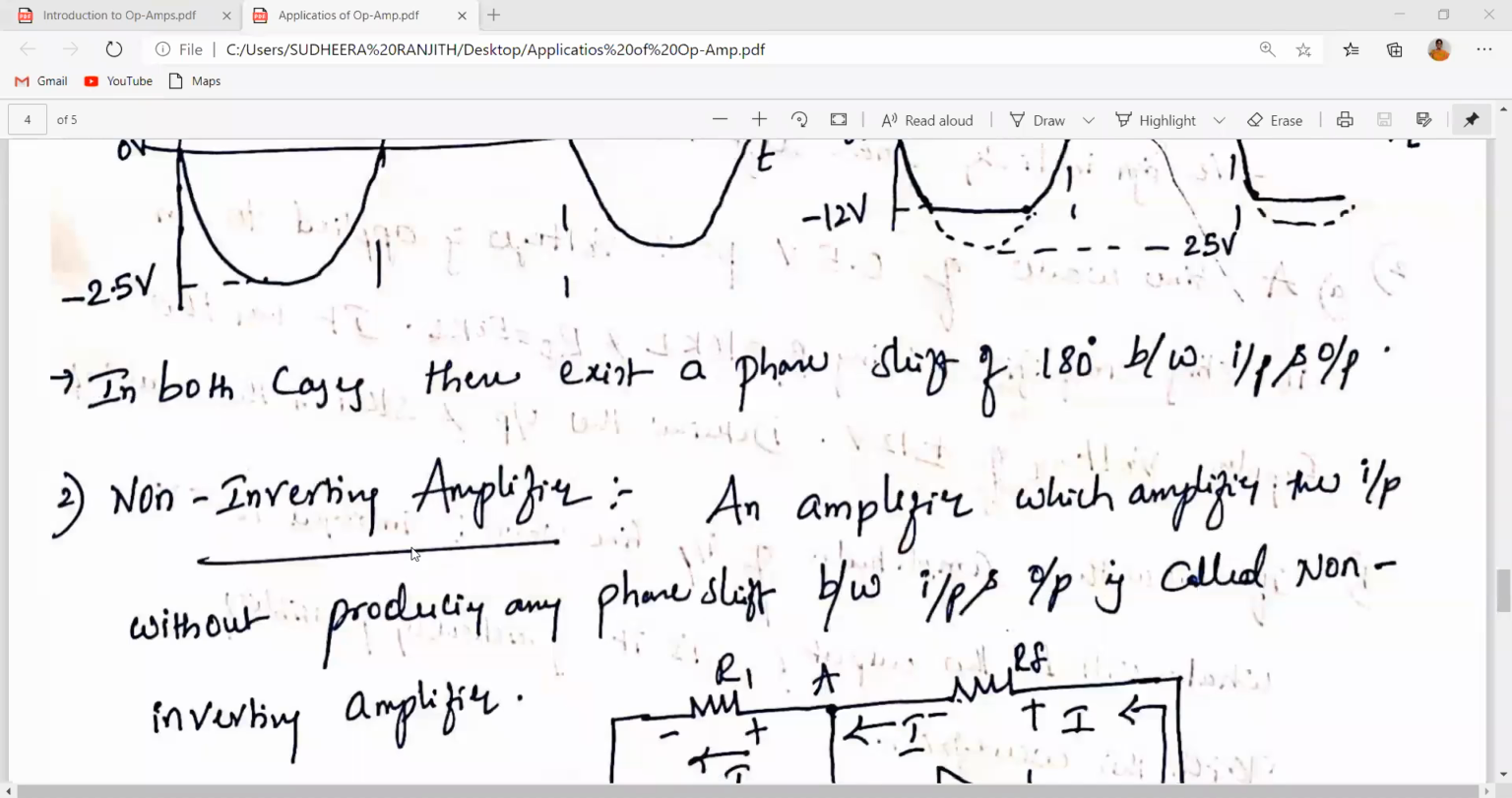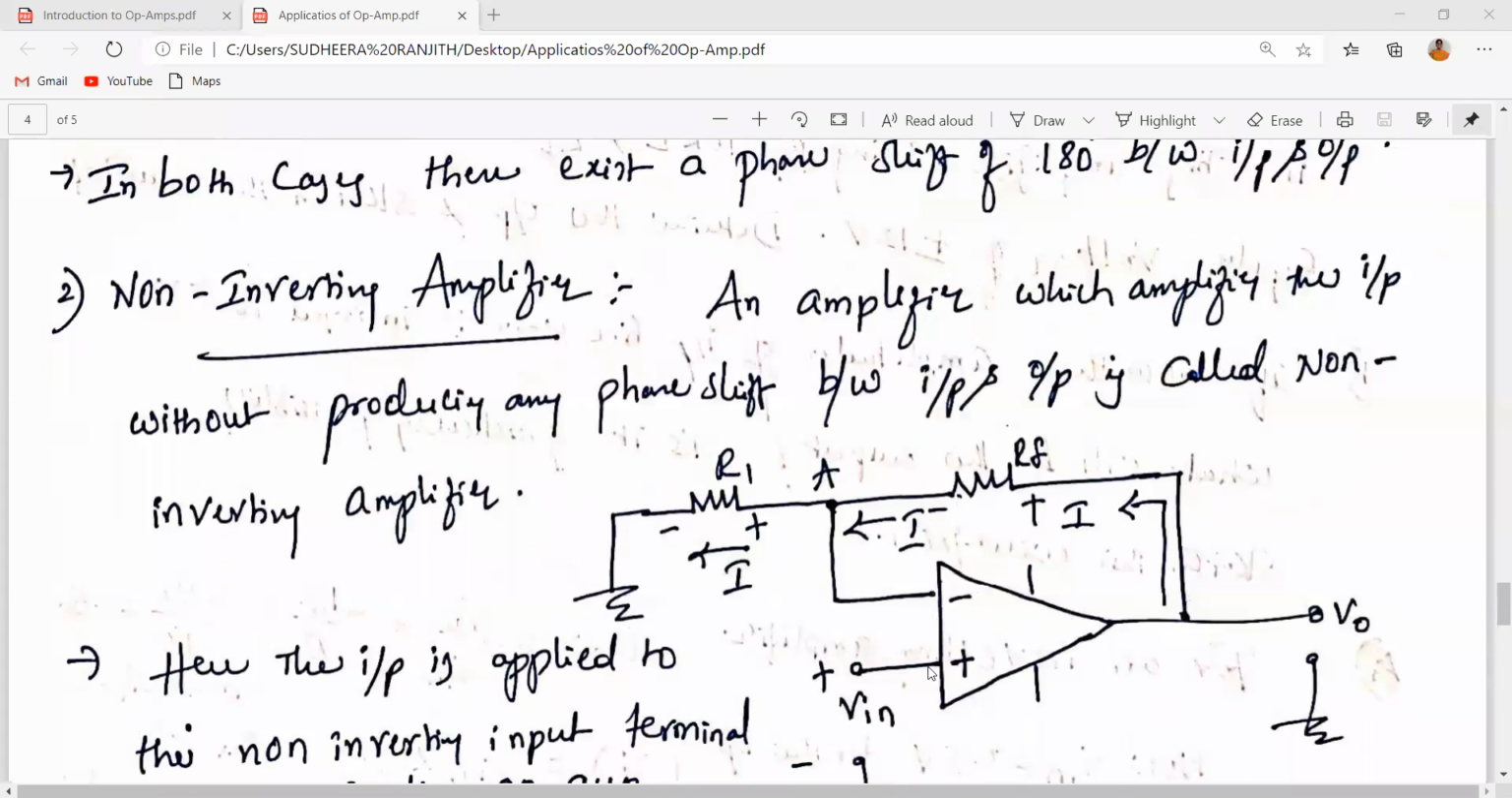Coming to the non-inverting amplifier, the name explains it: the input is applied to the non-inverting input terminal of the op amp. So this amplifier amplifies the input without producing any phase shift. Here the output is in phase with your input signal. But in the case of the inverting amplifier, your output is 180 degrees out of phase with respect to your input signal. In the non-inverting amplifier, you are applying the input to the non-inverting pin, so output and input signals are both in phase, right?